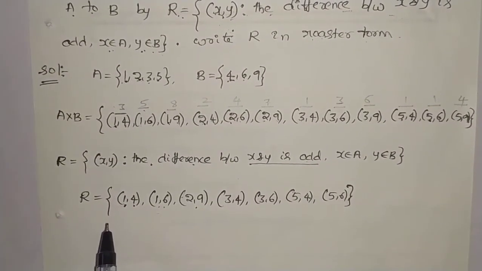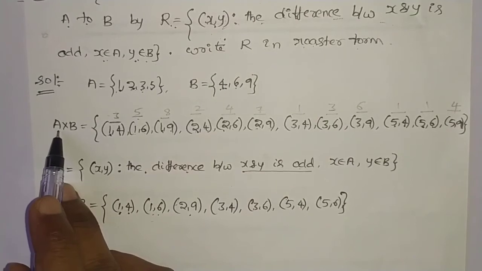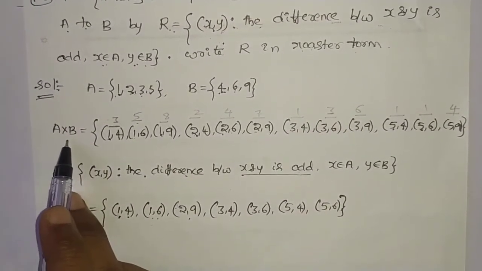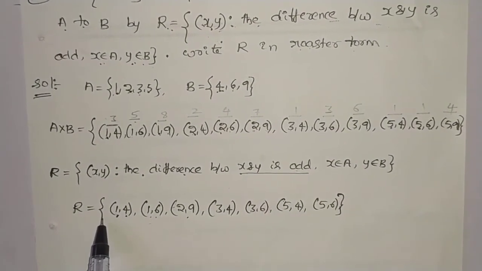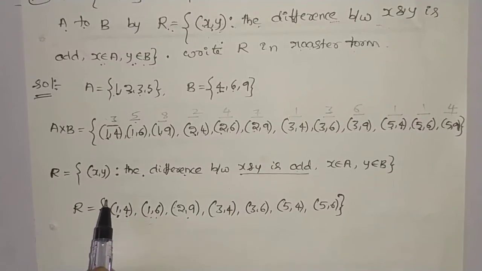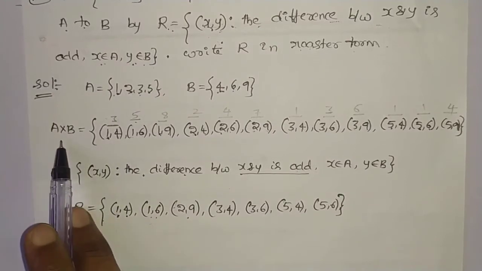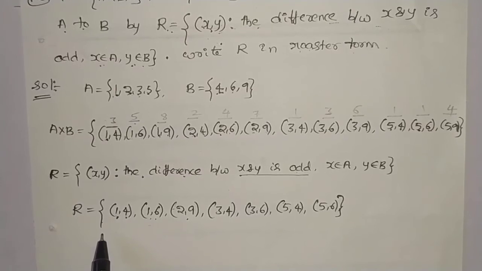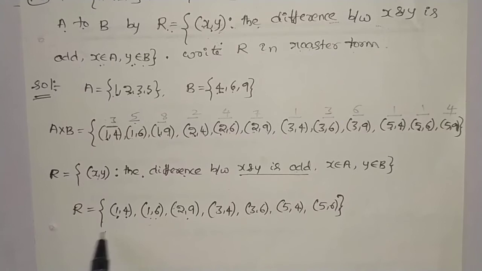Do you understand the concept of this problem? I hope you understood. If we don't have the Cartesian product A and B, you would find it very difficult to write this relation in a roster form. So I wanted to make it easy for you, so I have written A cross B. By using this A cross B, I wrote the relation in a roster form, right?